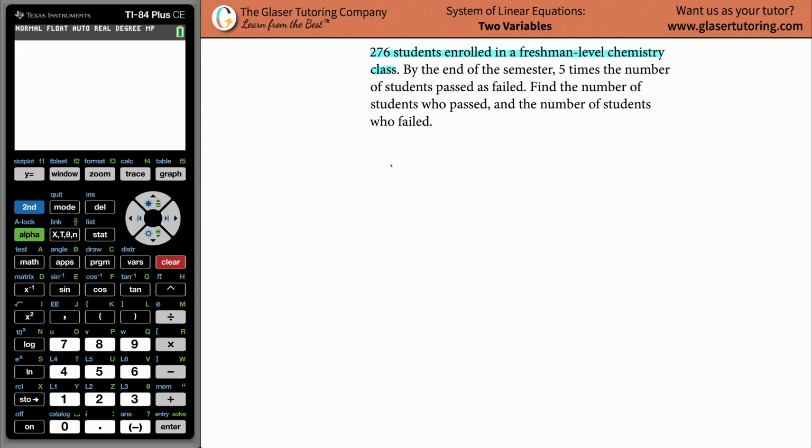Ooh, I love a freshman chemistry class, right? It's like your first time, if you haven't taken it in high school, it's like your first real big science class, other than bio. But it's exciting.